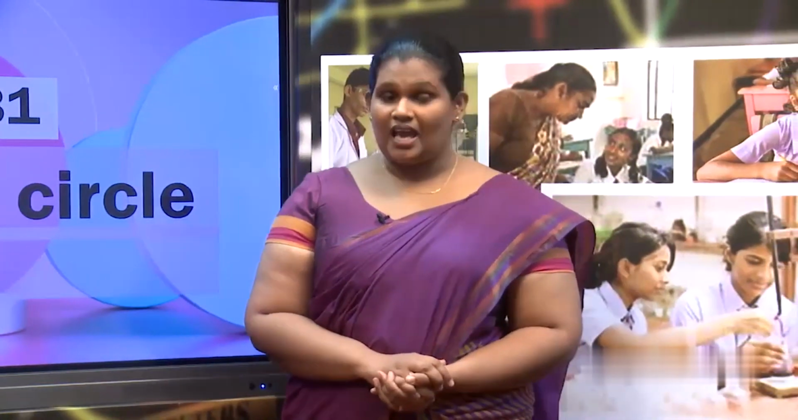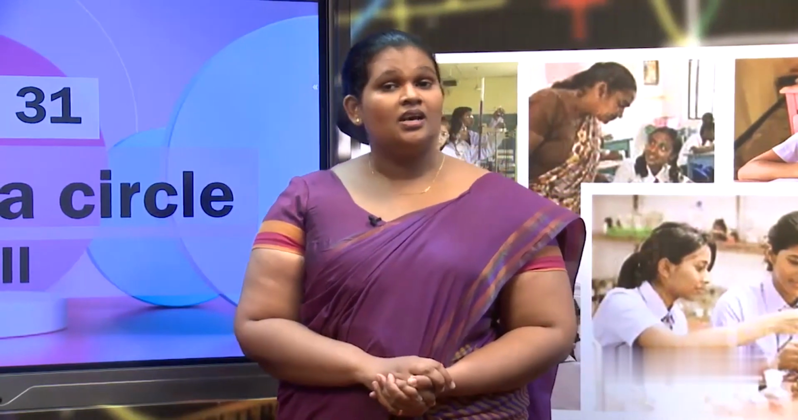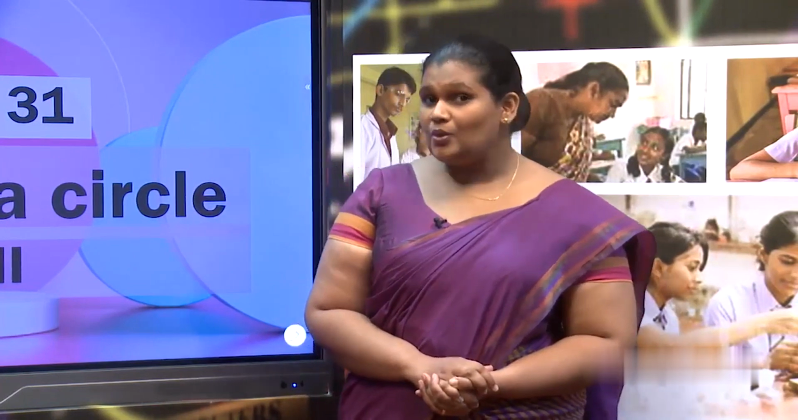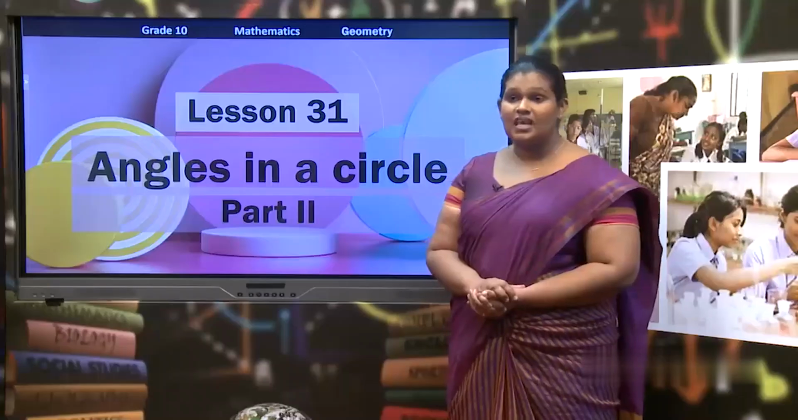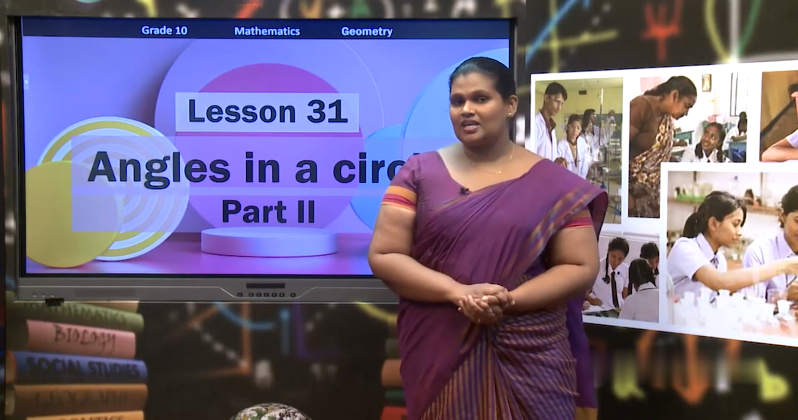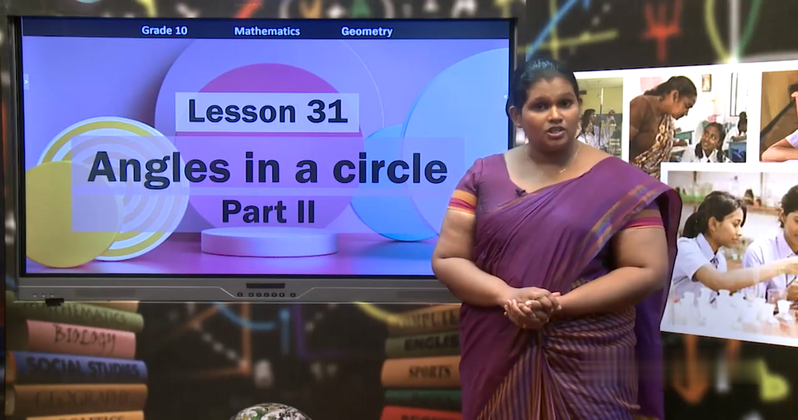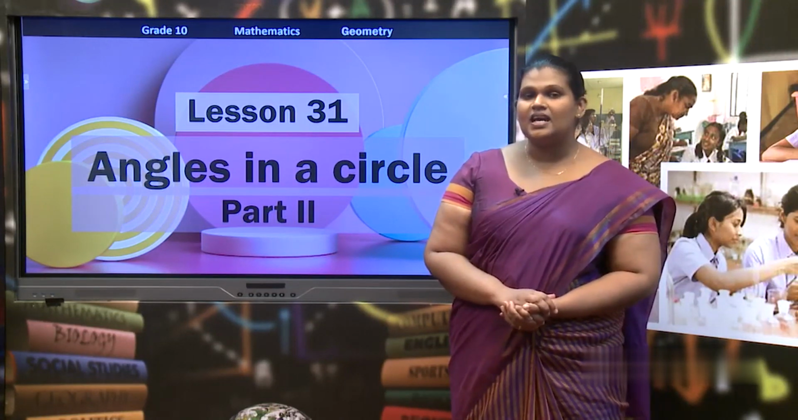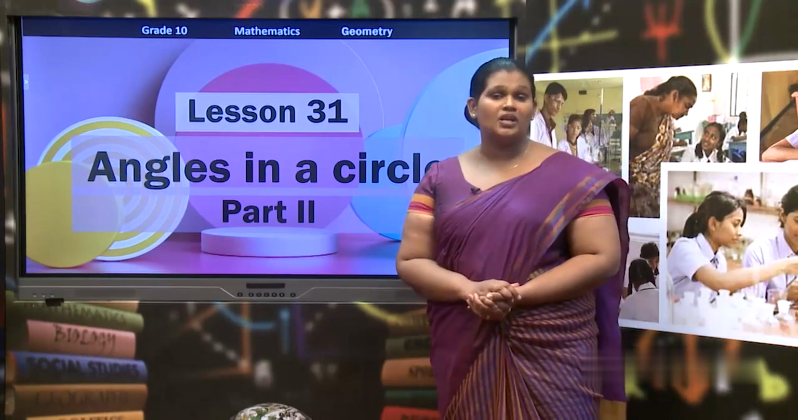First one was: the angle subtended at the center of the circle by an arc is twice the angle subtended on the remaining part of the circle by the same arc. Then we discussed the second theorem, that is the angles in the same segment are equal in magnitude. Finally, we discussed the angle in a semicircle, and we said that the magnitude of the angle in a semicircle is 90 degrees. Those are the 3 theorems we have discussed in the previous lesson.